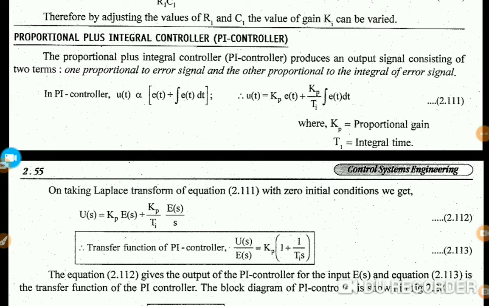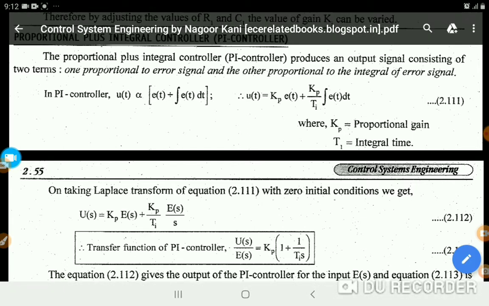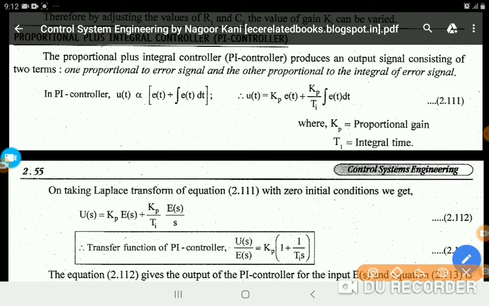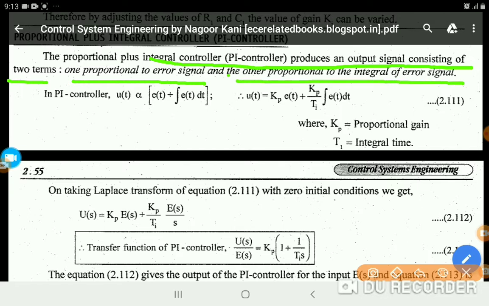Now you could understand what is a proportional controller and an integral controller. In our syllabus, we actually have the proportional plus integral controller, which we call a PI controller. So we'll see what a PI controller is. A PI controller produces an output signal that has two terms. One is proportional to the error signal and the other is proportional to the integral of the error signal, both P and I.